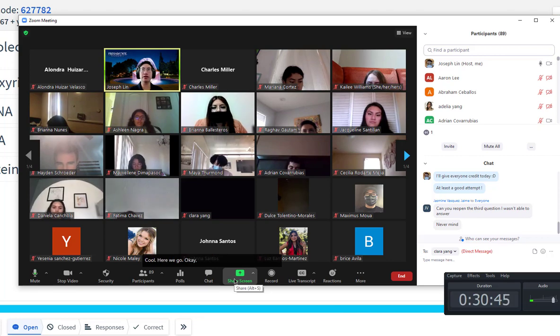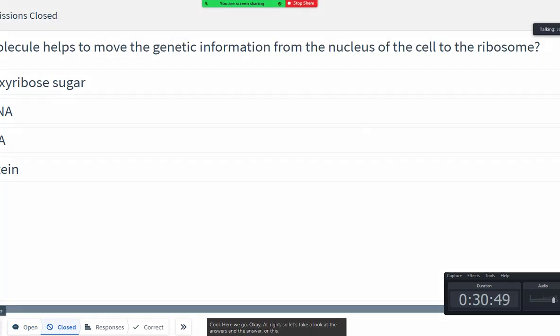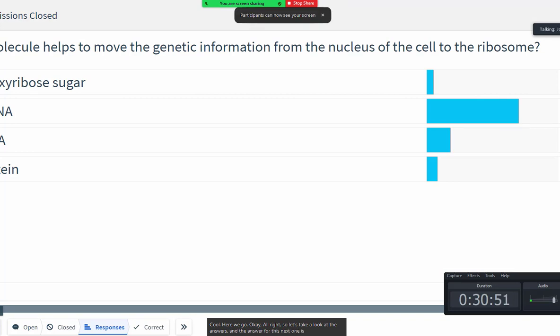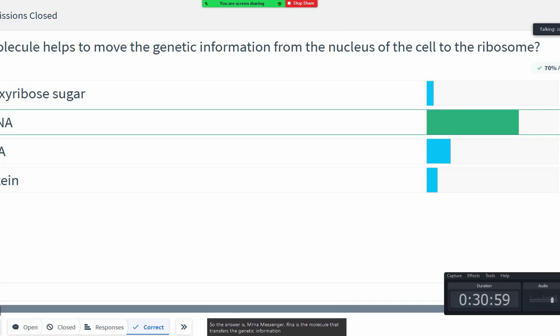Okay. All right, so let's take a look at the answer. So the answer for this next one is mRNA. Awesome, good. So the answer is mRNA. The messenger RNA is the molecule that transfers the genetic information as DNA into a message form so that it gets to go to the ribosome. That's good. Awesome, guys. Great job.